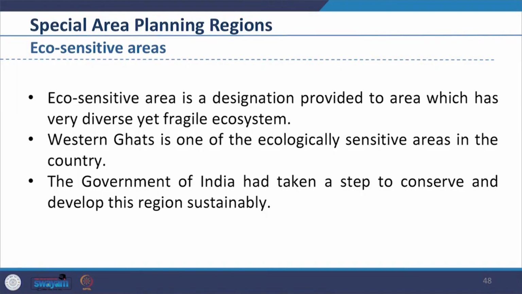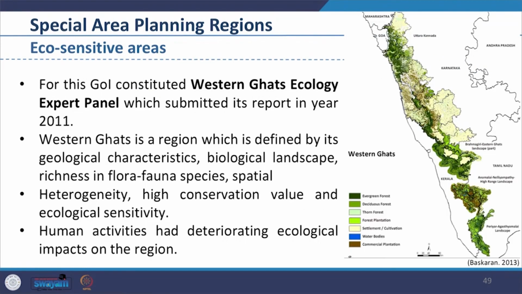Spatial area would also include eco-sensitive areas. And let us see what are eco-sensitive areas. Eco-sensitive areas is a designation provided to area which has very diverse yet fragile ecosystem. For example, Western Ghat is one of the ecologically sensitive area in the country. The Government of India had taken a step to conserve and develop this region sustainably. For this, Government of India constituted Western Ghats Ecological Expert Panel, which submitted its report in the year 2011.